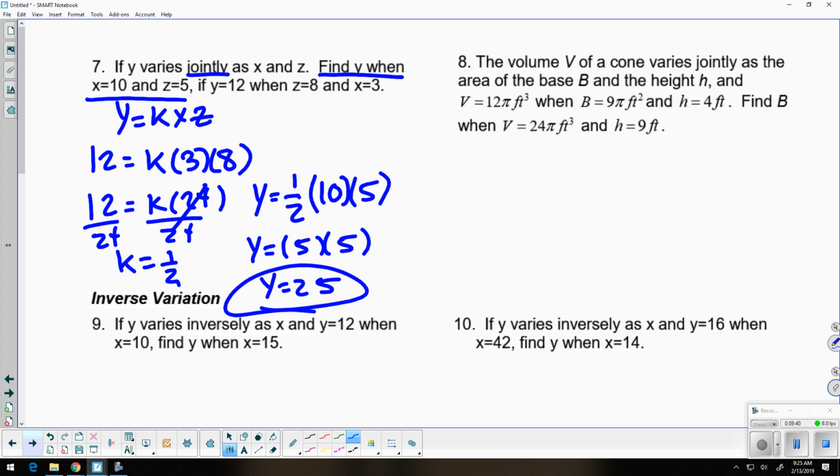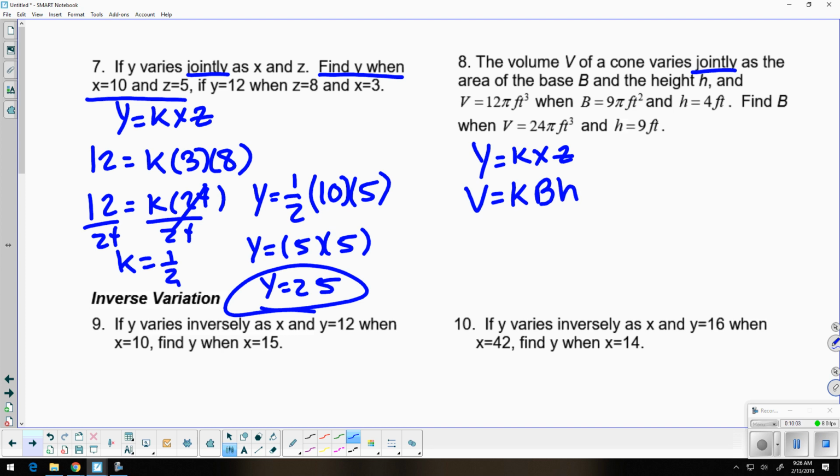Okay, the next one. The volume V of a cone varies jointly. Again, it's joint variation, but we're going to use their variables again. So joint variation is y equals kxz, but it says volume varies jointly, so k is still going to be there, as the area of the base B. So instead of x, we'll replace that with a B. Instead of z, we'll replace that with an h.